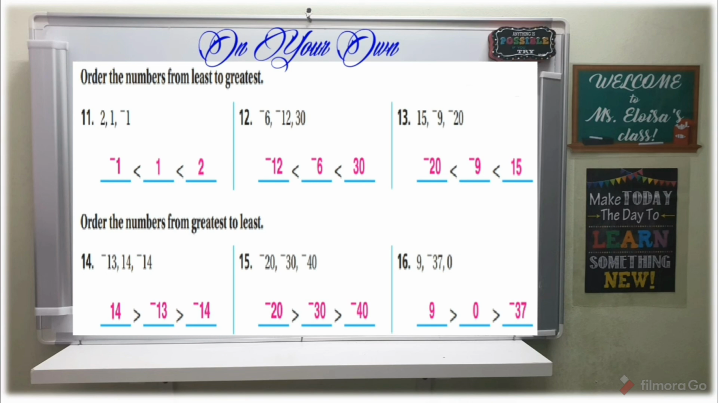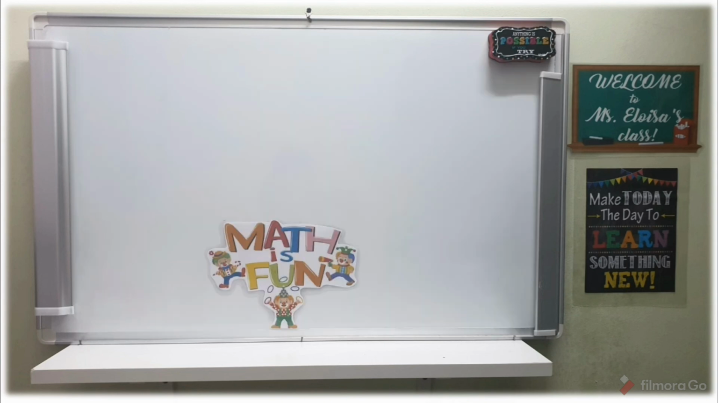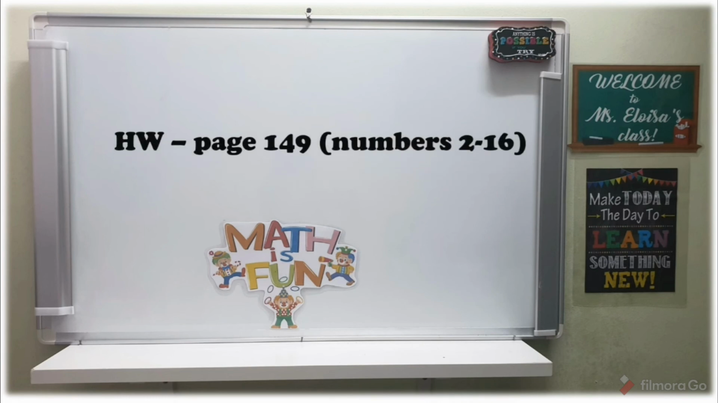Did you get all of them correct? Very good. Just remember, negative numbers are less than positive numbers. Negative numbers are less than 0. Positive numbers are greater than negative numbers. For your homework, do page 149, numbers 2 to 16.